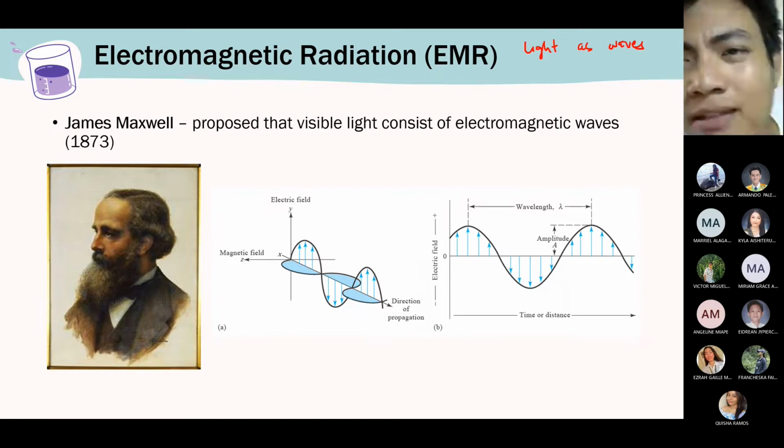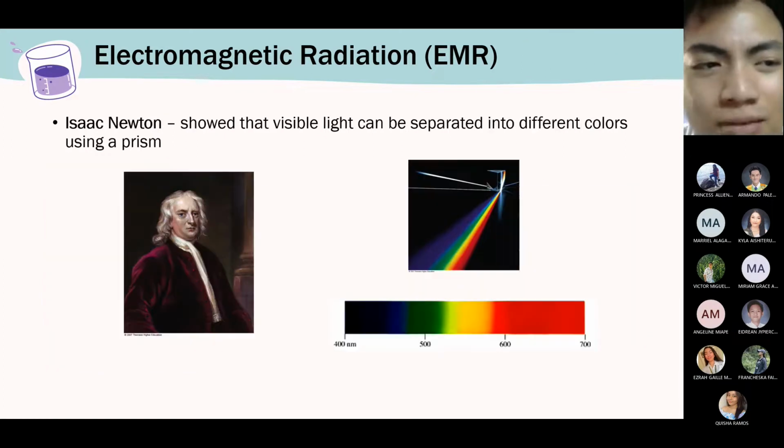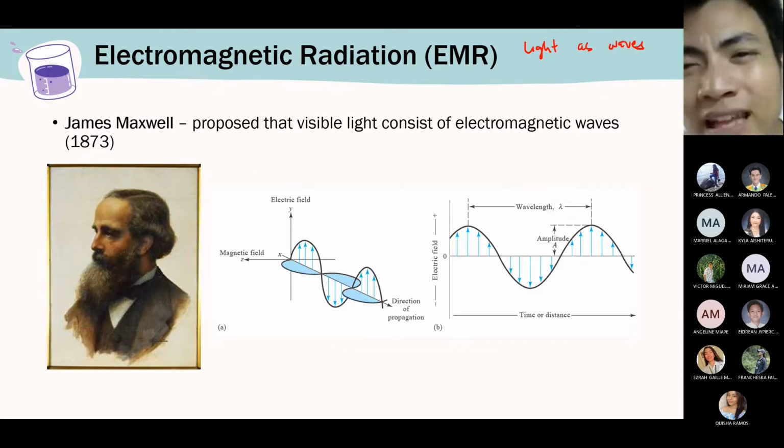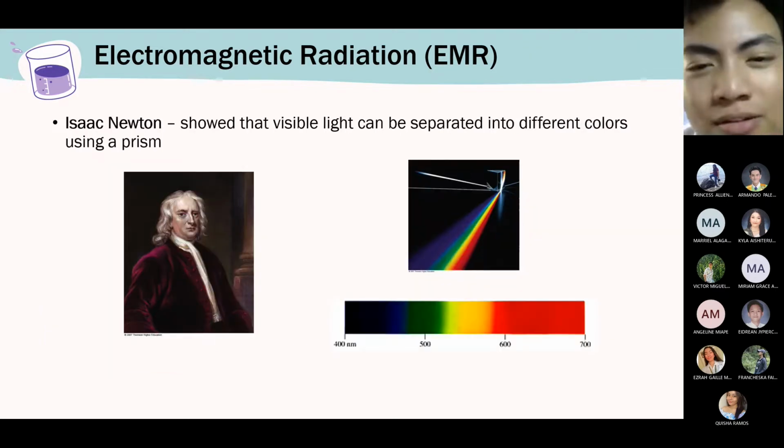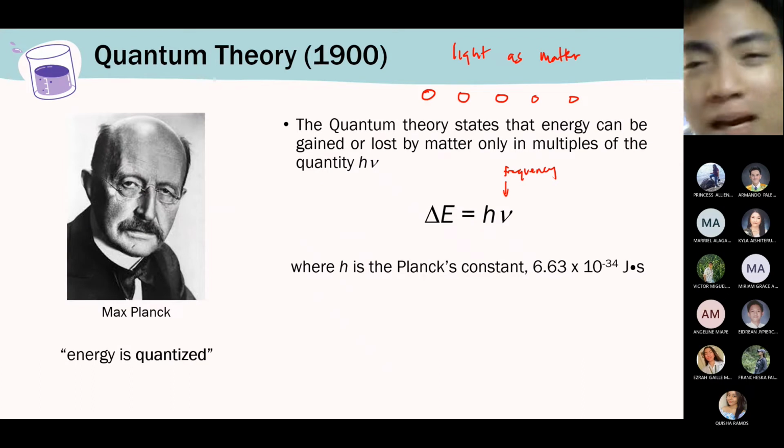So, who said light as waves? And who said light as particles? Maxwell and Isaac Newton believed that light is a form of waves and that it can be separated using a prism. For light as particle, Planck introduced that idea, wherein he said that light comes in packets, and those packets are called photons. Those photons can hit matter. So, light as matter.